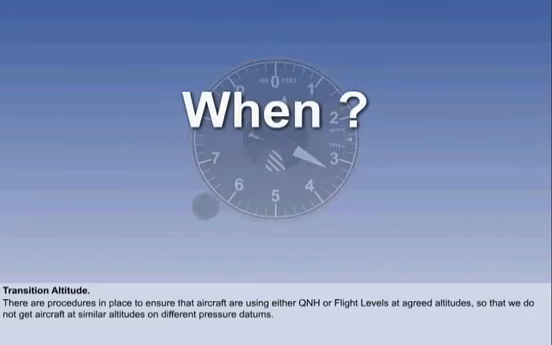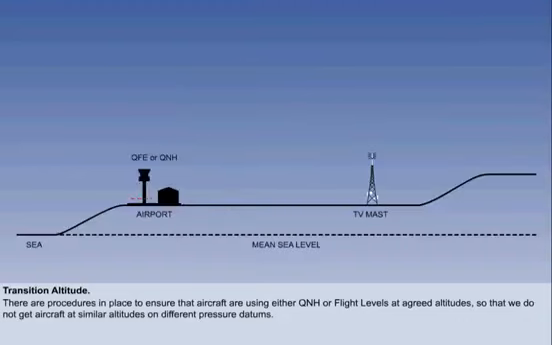There are procedures in place to ensure that aircraft are using either QNH or flight levels as required at agreed altitudes, so that we do not get aircraft at similar altitudes on different pressure settings. At the airport of departure, we use either QFE or QNH as we prefer. However, once away from the airport air traffic zone, we must be on QNH for the initial part of the climb in order to ensure safe clearance from high ground or obstructions.